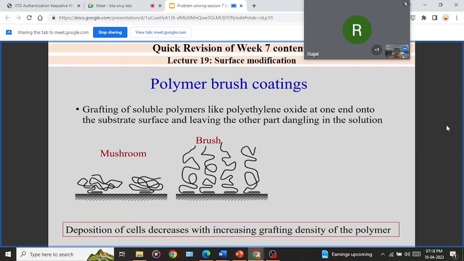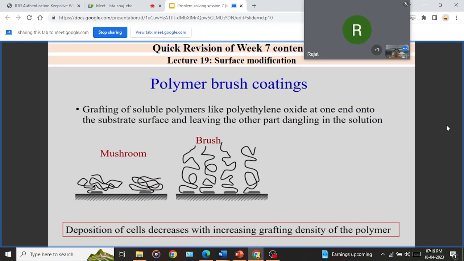So what we can do is graft various soluble polymers like polyethylene oxide, that is PEO, at one end onto the substrate surface and leave the other part dangling in the solution. These polymer brush coatings have different orientations, as it can be in mushroom orientation or brush orientation. In mushroom orientation, you can see the distance between the two polymer chains is more, whereas in brush-like polymer coatings, the distance is less.